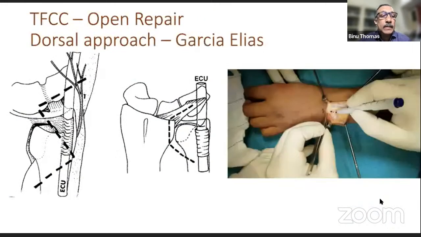Now, this is the technique of open repair. There are dorsal and volar approaches. The dorsal approach, the classic approach, is by Mar Garcia Elias. You go through the 5th extensor compartment and expose the distal radioulnar joint and the triangular fibrocartilage.